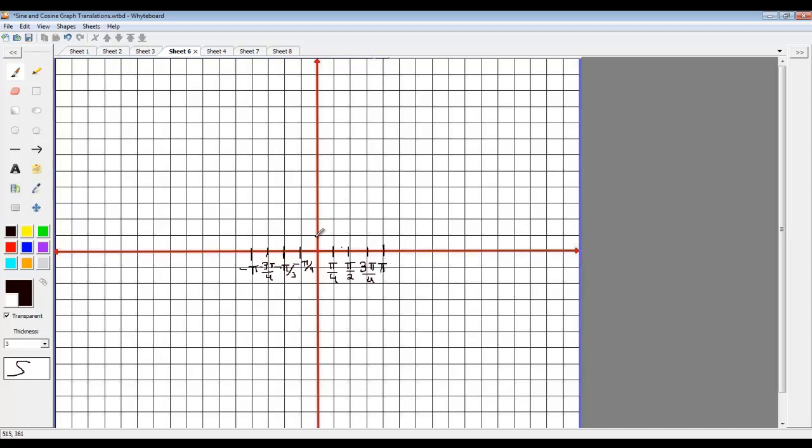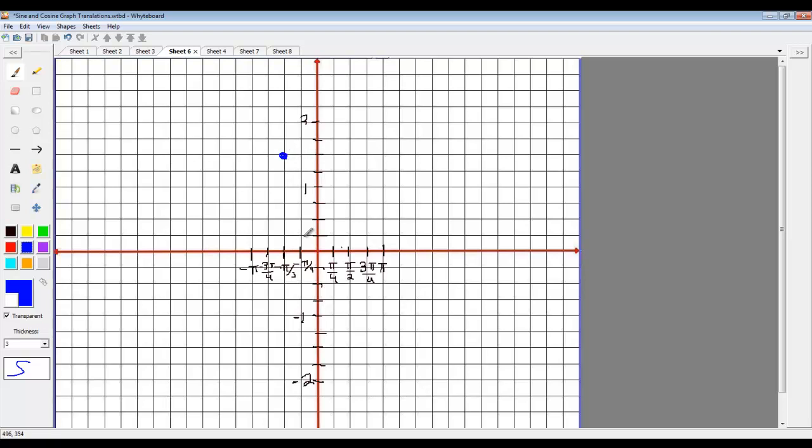And then marking off the y-axis, we got 1, 2. You can use whatever scale you want when you're marking off the axes. Just make sure you label everything so that people know what scale you're using and so forth. Alright, so negative pi over 2, we've got 3 halves, or 1 1/2, so that's going to put us right here.